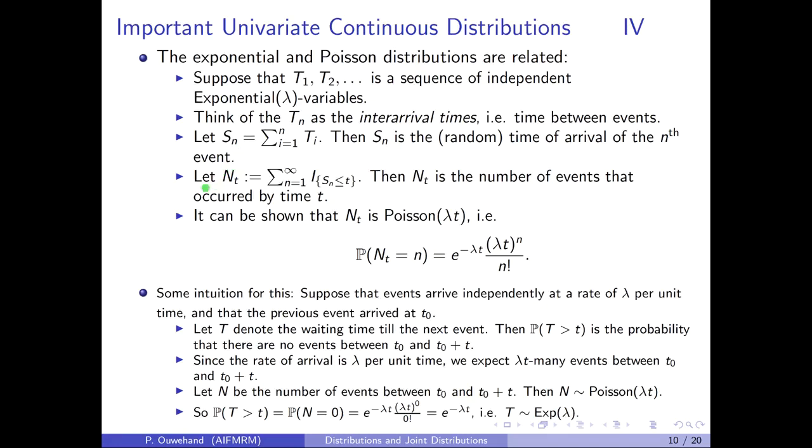Let Nt be the number of events that occur by time t. We can then show that Nt is Poisson lambda t. In other words, that the probability that Nt is equal to n is given by this expression here.